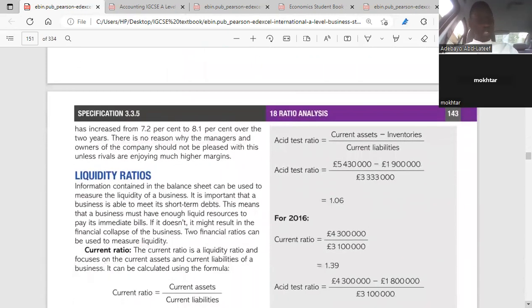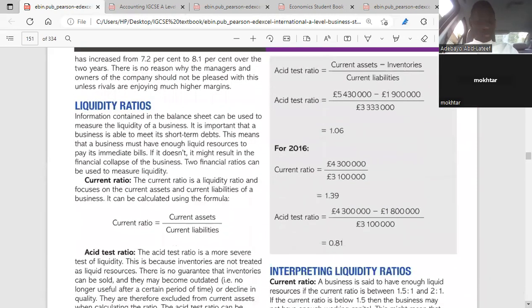Then we go to liquidity ratios. For liquidity ratios, I wrote, it measures a company's ability to pay debt obligations. So a company will definitely have liabilities. When you talk about the liquidity ratio, because liquidity means ability to turn to cash easily, the liquidity ratio measures the ability of a firm to pay its short-term debt. That is what liquidity ratio is about.